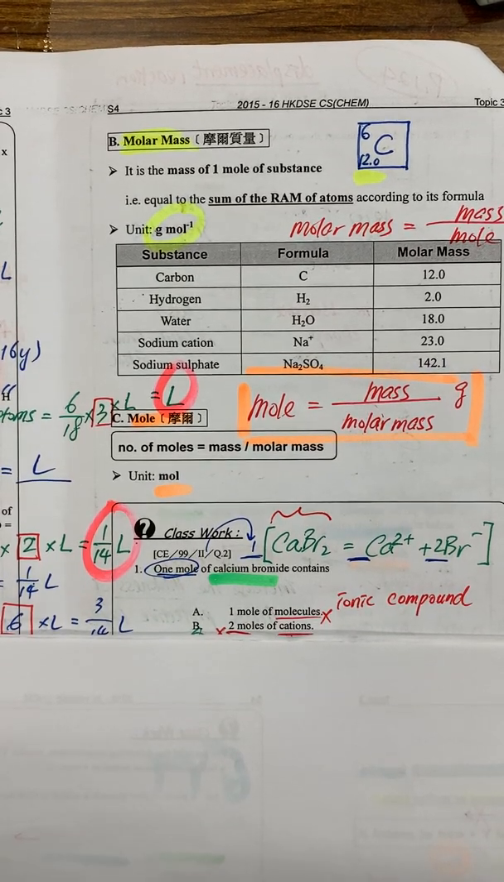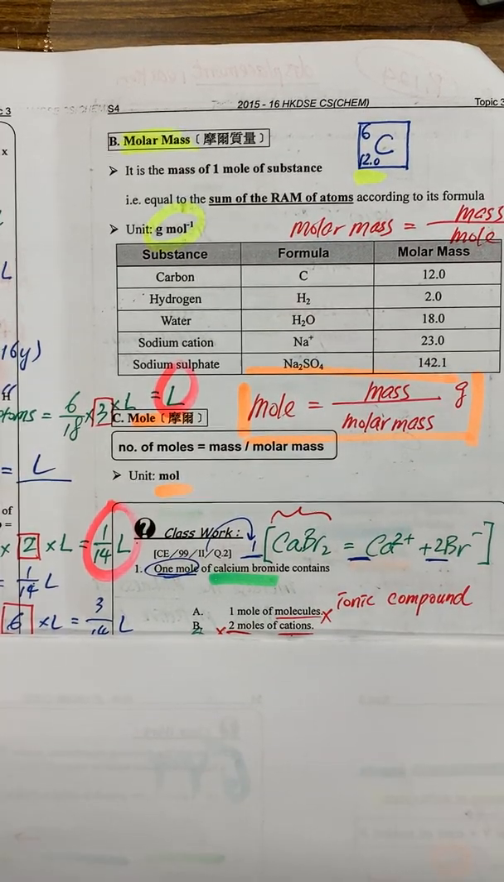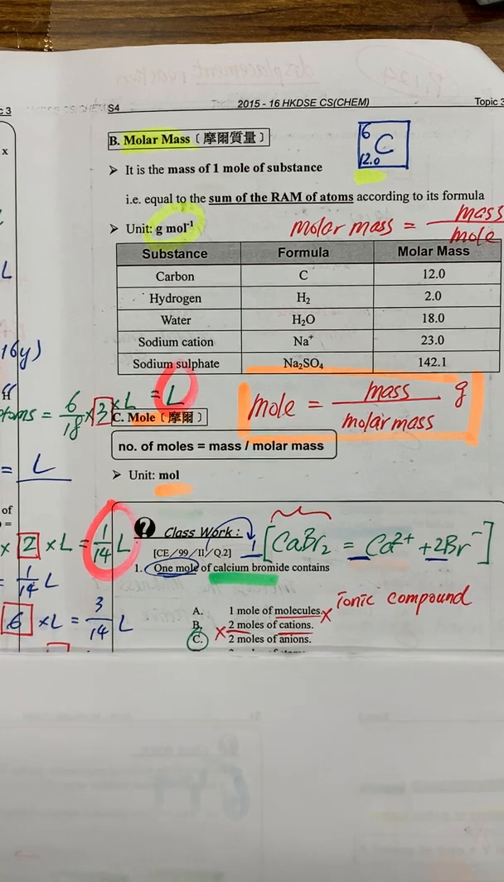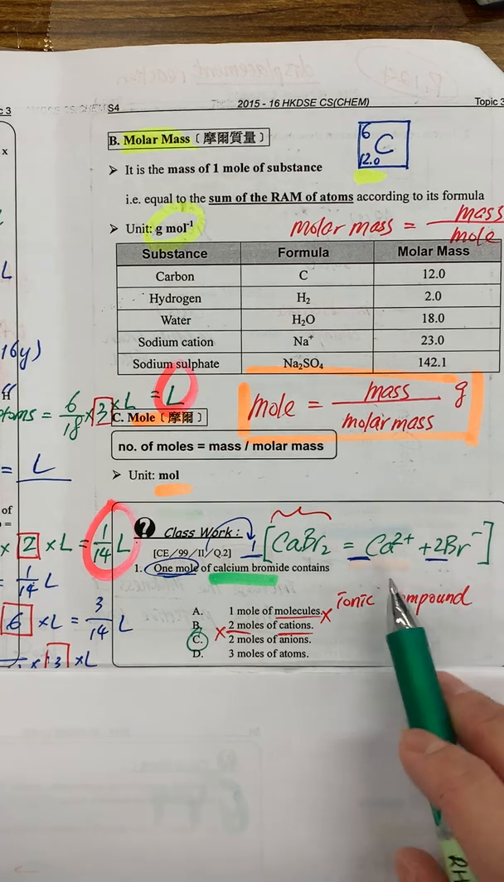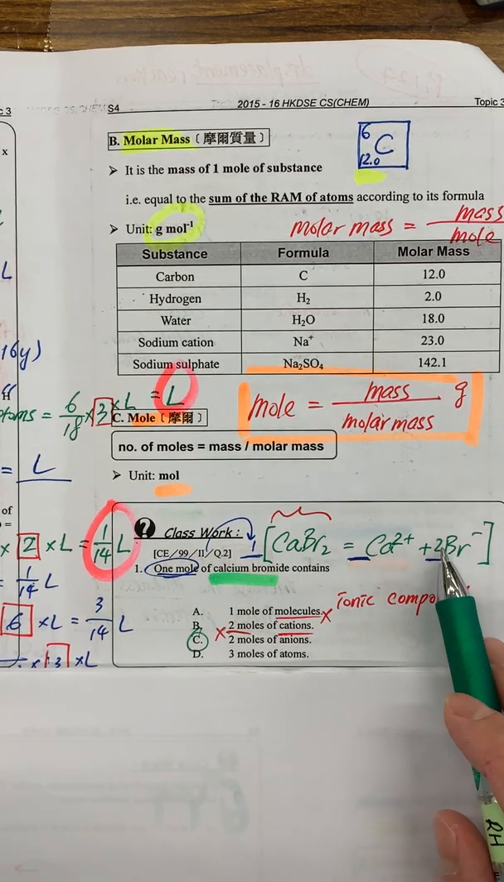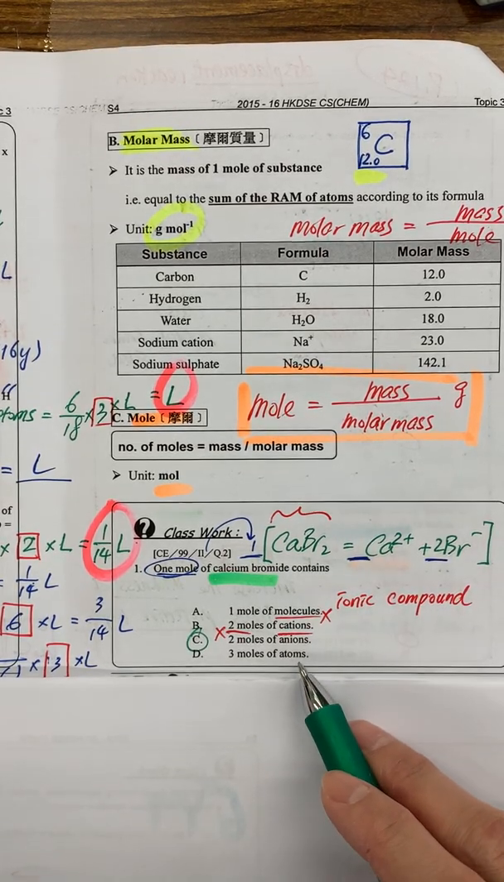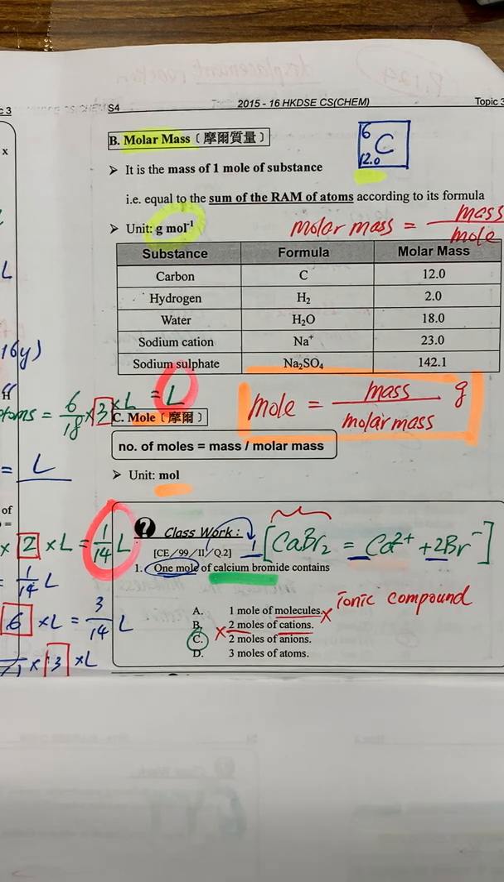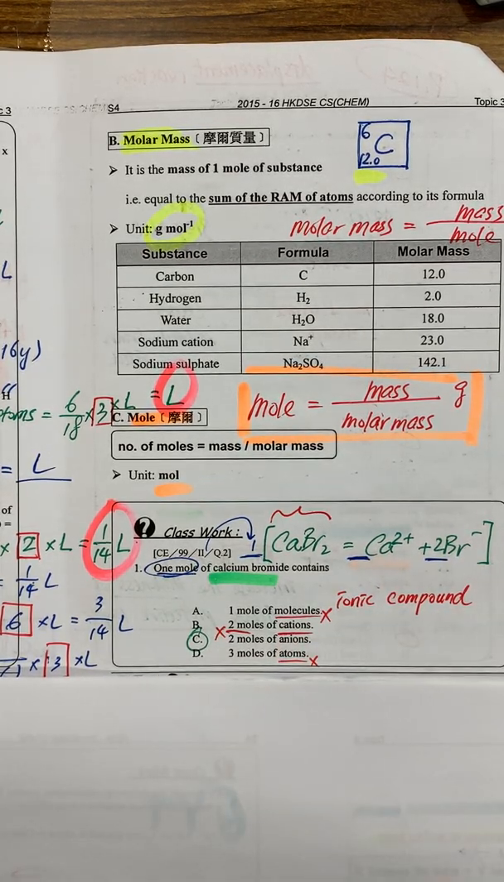B. 2 moles of cation. 2 moles? Is there any 2 in front of calcium cation? No. Are there 2 moles of anions? Yes. Are there 3 moles of atoms? Some of the candidates are very smart. They think that 2 plus 1, altogether 3 moles of atoms. Sorry, not atoms. Atoms are wrong. Be aware of the terms they are using. They try to fit you in any means.